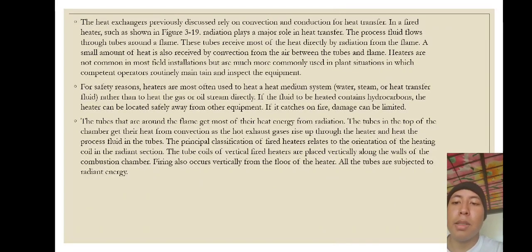The tubes that are around the flame get most of their heat energy from radiation. The tubes in the top of the chamber get their heat from convection as the hot exhaust gas rises up through the heater and heats the process fluid in the tubes. The principal classification of fire heaters relates to the orientation of the heating coil in the radiation section. The tube coils of vertical fired heaters are placed vertically along the walls of the combustion chamber. Firing also occurs vertically from the floor of the heater. All the tubes are subjected to radiant energy.